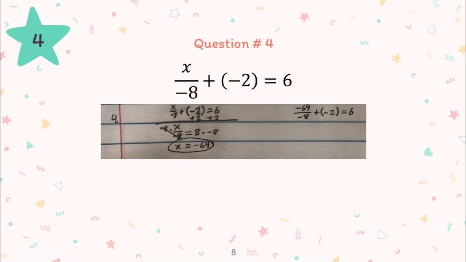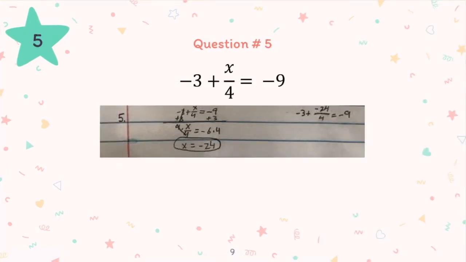But if we want x by itself, then we do negative 8 times negative 8, which they cancel each other out. So we do the same thing on the other side, which is 8 times negative 8, which equals negative 64. So x is equal to negative 64.